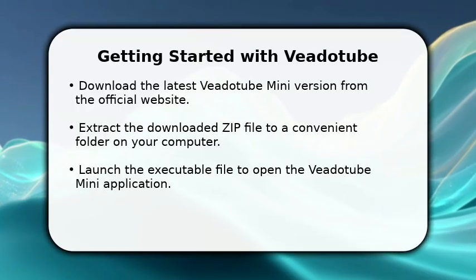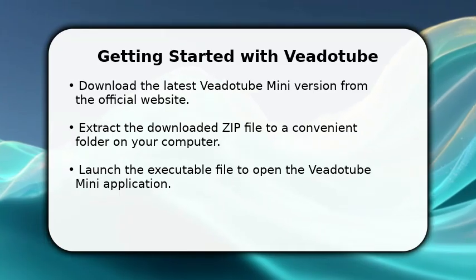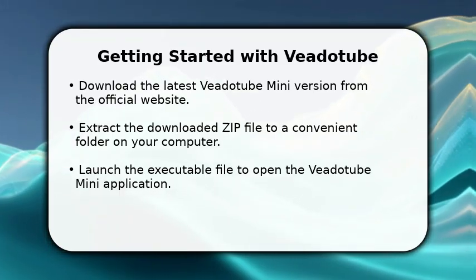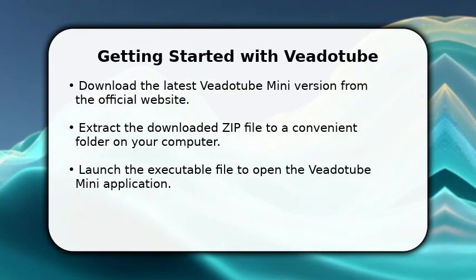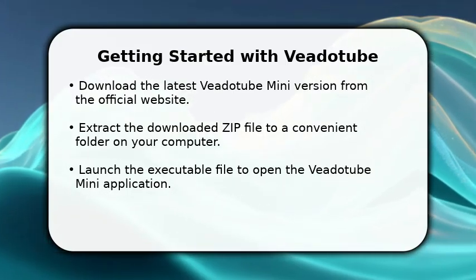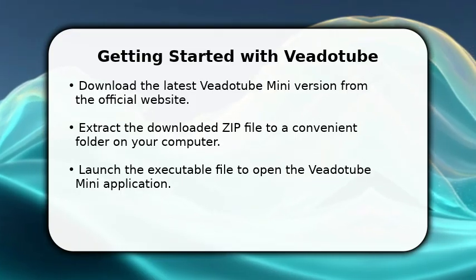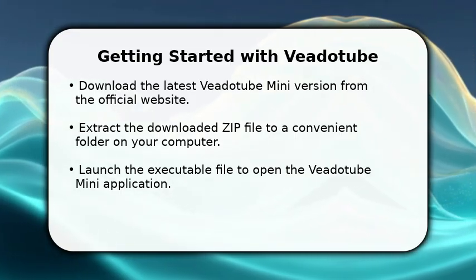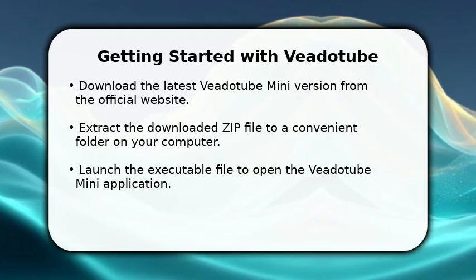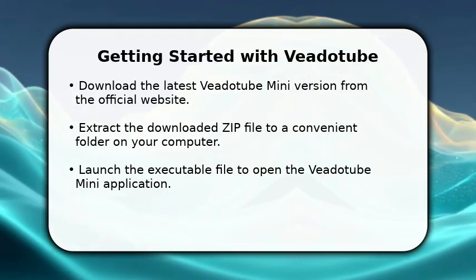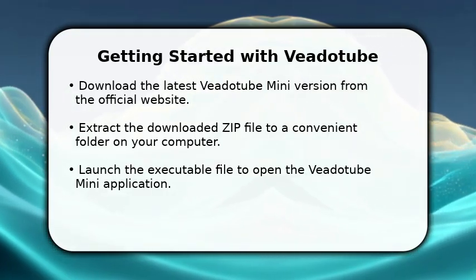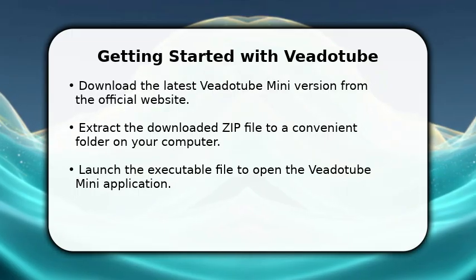In this video, I will explain how to use VeadoTube Mini. First, download the application from its official source. Once downloaded, extract the contents of the zip file into a new folder. Then, simply run the executable file to launch the program. This initial setup is quick and gets you ready to create your virtual avatar for streaming or content creation.